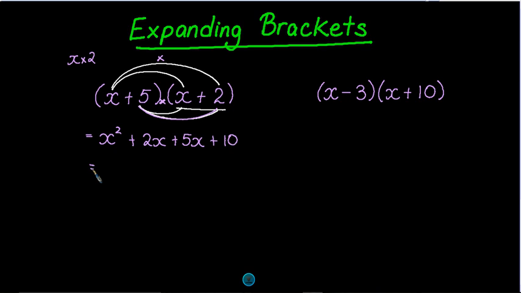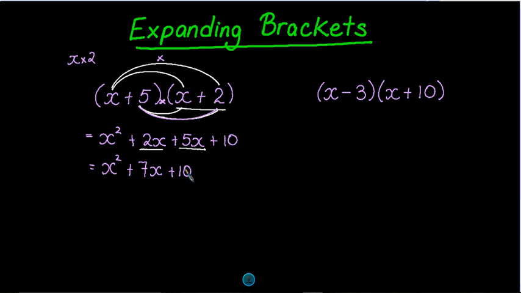Once you've multiplied everything out, we now have to look for like terms. There's only one x squared, there's no other x squareds. However, here we've got a 2x and we've got another 5x. So 2x plus another 5x gives me 7x. And the plus 10 just sits there. And that's that question done.